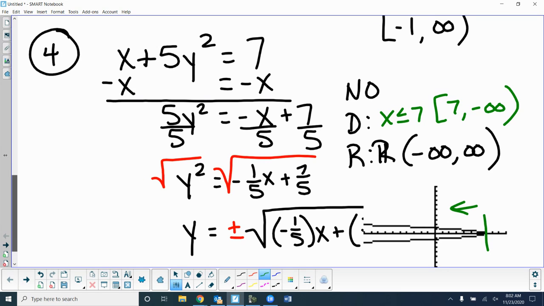Okay, so I think number 4 might be the toughest one, just because it's kind of hard to get y by itself, first of all, but then just looking at it. Okay, so again, x squared, parabola opened up or down, it is a function. Y squared, if it's a parabola that opens left or right, it's not a function. Okay, so again, for 1 through 4, yes or no, domain and range. Any questions? Does that help? I think 3 and 4 were the ones that really gave people some issues.